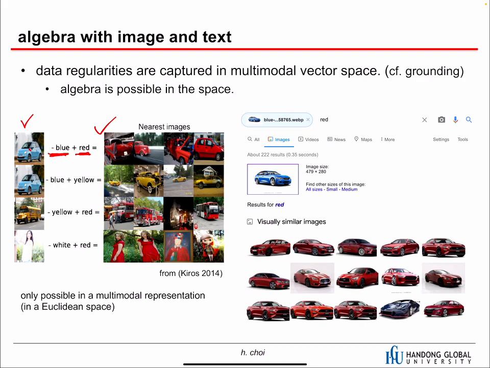And also we can do another algebra, then we can change the color, and now we can have similar cars with different color. And actually this is available in Google search. I got this image and I put this red, and when I searched it, I got these similar images. As you can see here, the car shape is quite similar, but the color is red.